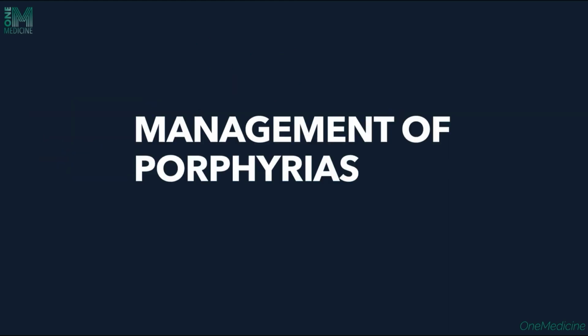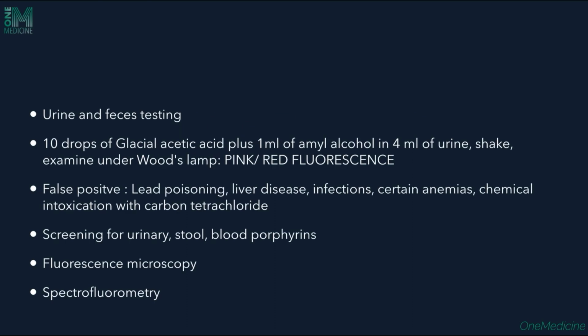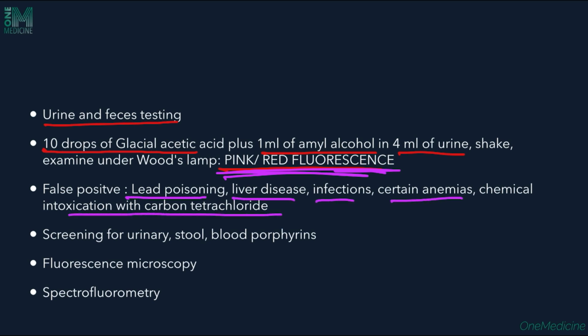They can coexist. Management of porphyrias: urine and feces testing needs to be done for diagnosis, and it's an important test here. 10 drops of glacial acetic acid is mixed with 1 ml of amyl alcohol in 4 ml of urine. You have to shake it well and examine under a Wood's lamp. That will give you pink or red fluorescence. Okay, that's an important test to be done here. False positives are also seen in lead poisoning, liver disease, infections, anemia, chemical intoxication with carbon tetrachloride. Screening of urine, stool, and blood porphyrin levels has to be done.